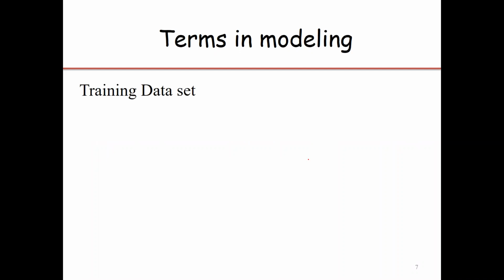Different terms are used in statistical modeling. The entire data set is split into two segments. One is known as the training data set, the other is known as the testing data set. 80% of the data will be used as the training data set, and the remaining 20% will be used as the testing data set. These two splits must be done with the help of random sampling.